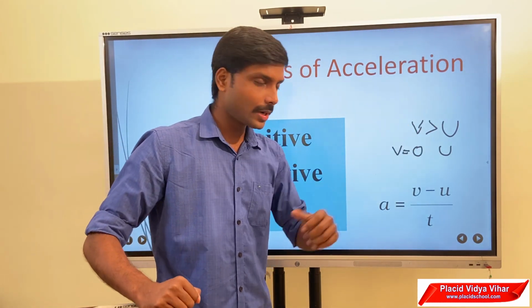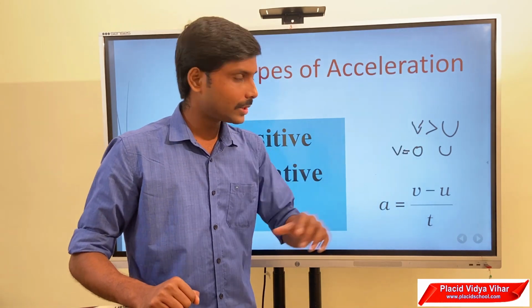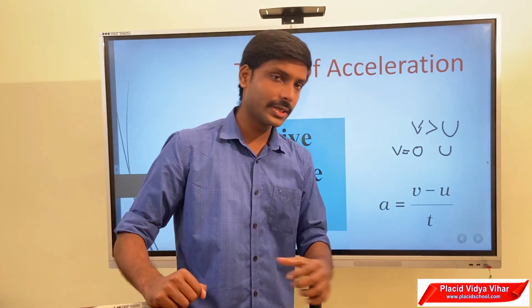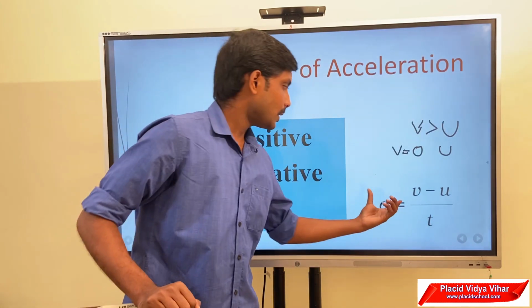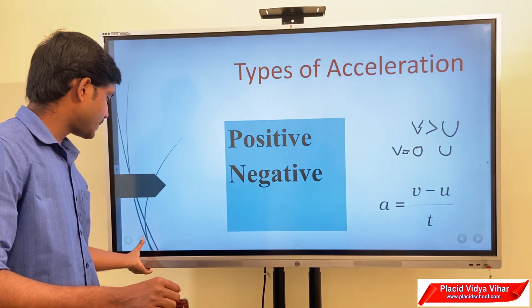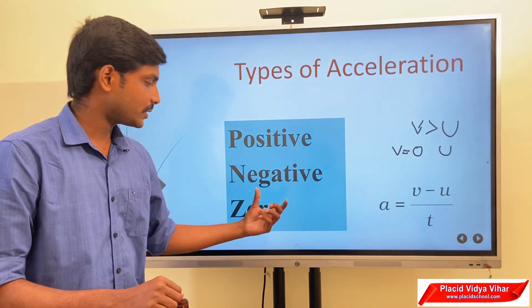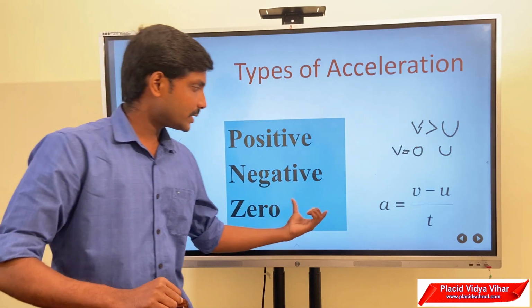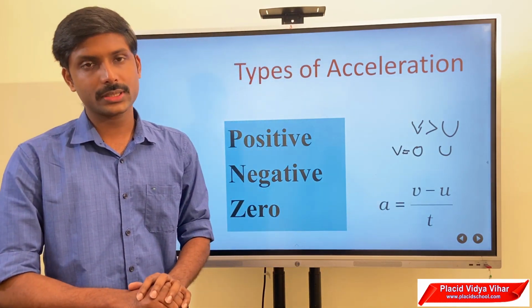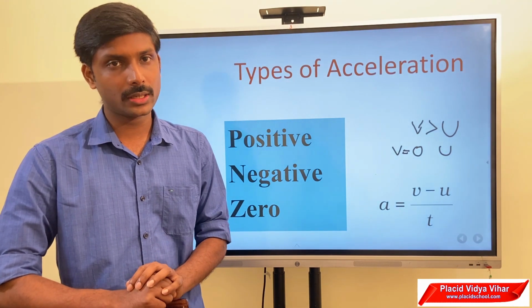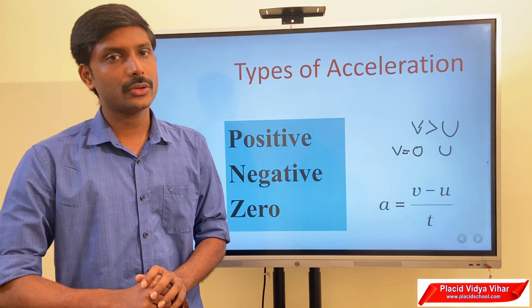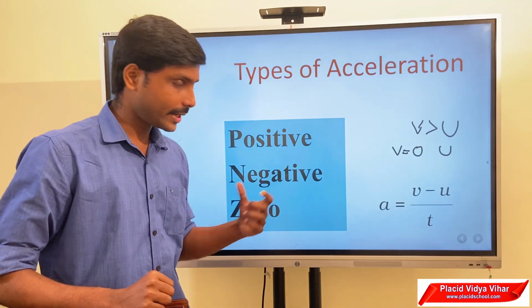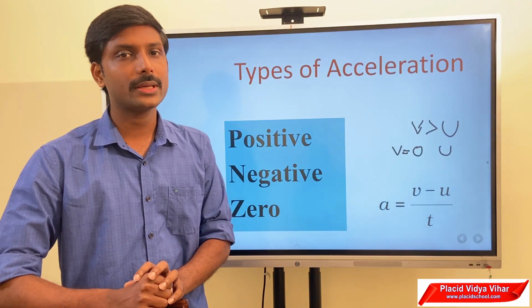We have discussed a case when there is a change in velocity. Suppose the velocities are the same, what will happen to the value v minus u? As it is the same, it turns out to be 0. Acceleration will be 0. That is the third type of acceleration, or zero acceleration. We can say that as the values v and u are the same, the object is undergoing uniform motion. So if an object is undergoing uniform motion, the acceleration of the object will be 0.